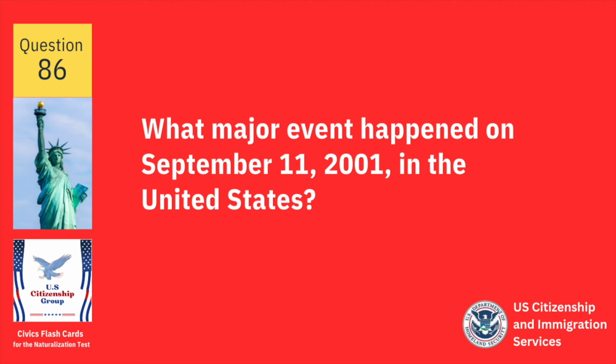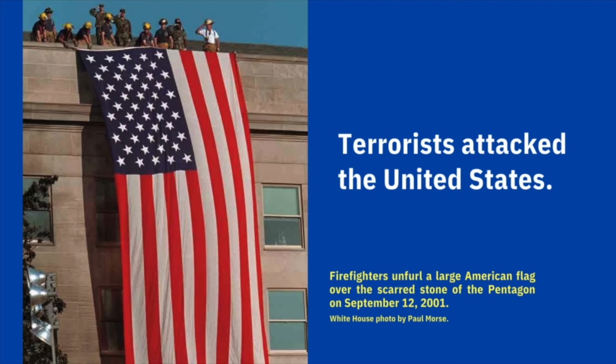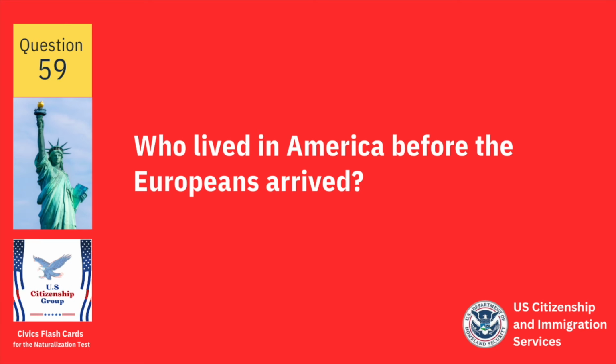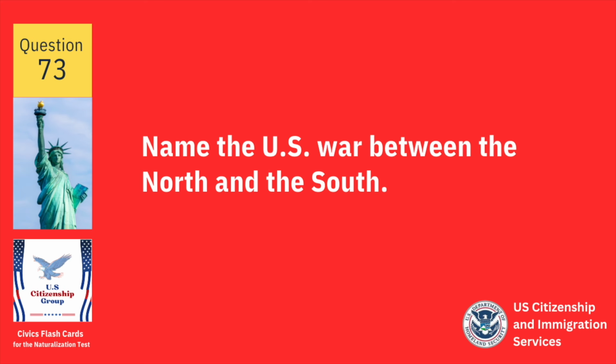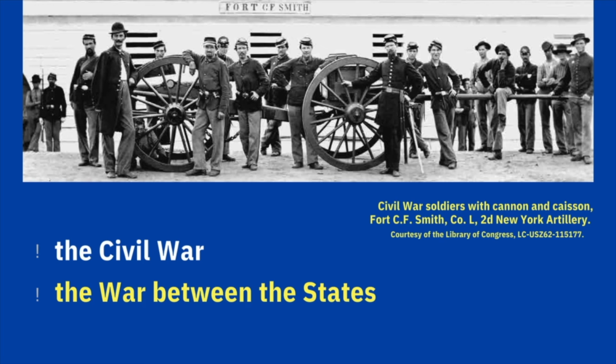What major event happened on September 11, 2001, in the United States? Terrorists attacked the United States. Who lived in America before the Europeans arrived? American Indians. Name the U.S. war between the North and the South. The Civil War.